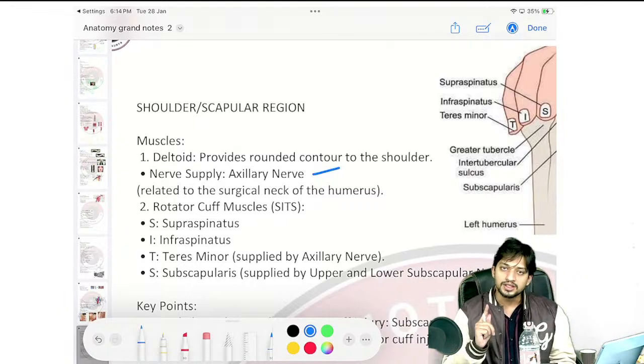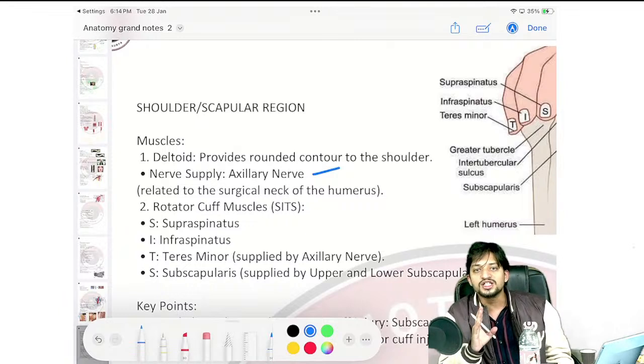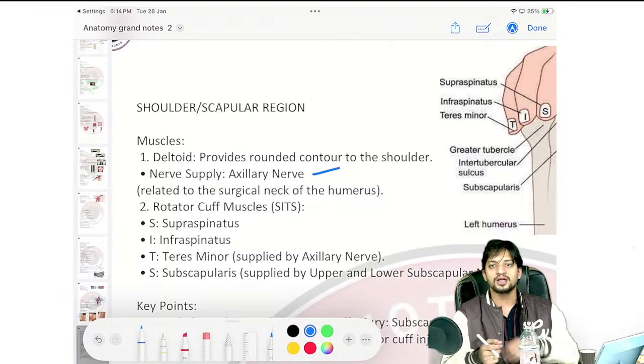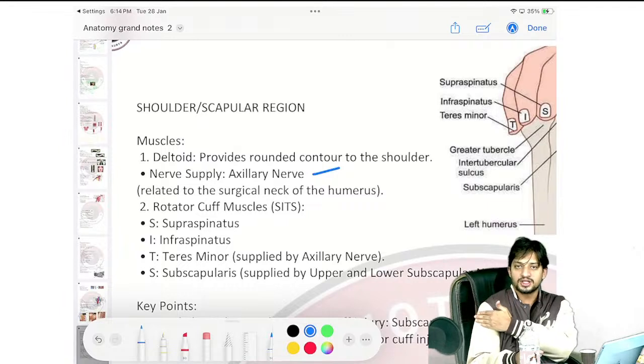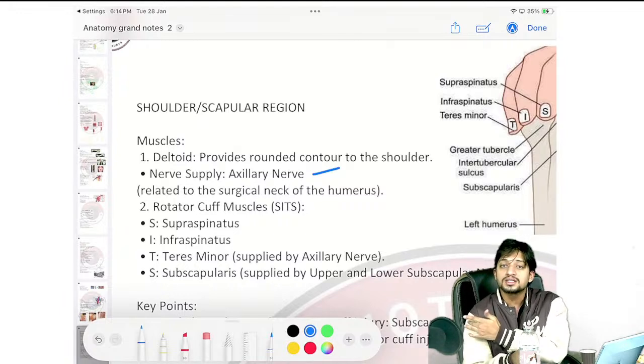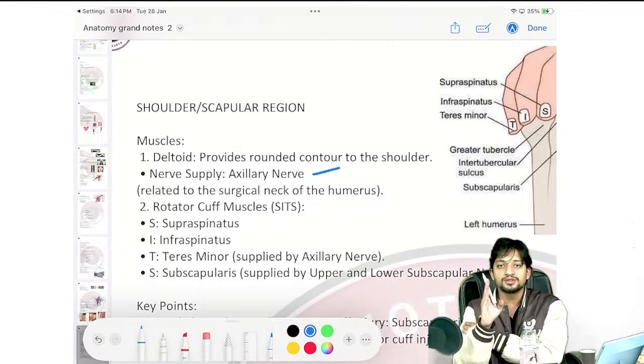Apart from that, there will also be regimental badge palsy. You might have read about it in your college days, and in questions they have asked it very frequently. Why? The deltoid is present in this region, and due to injury to the axillary nerve, the deltoid muscle supply is compromised, and the sensory supply is also affected since they are all supplied by the axillary nerve. So there will be paresthesia or decreased sensation in the regimental badge area. This is what is called regimental badge palsy.